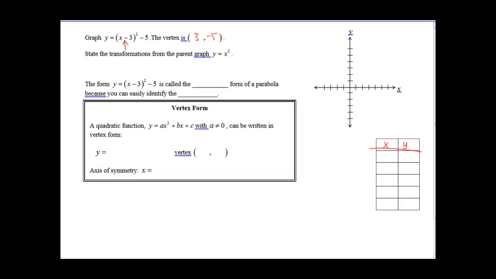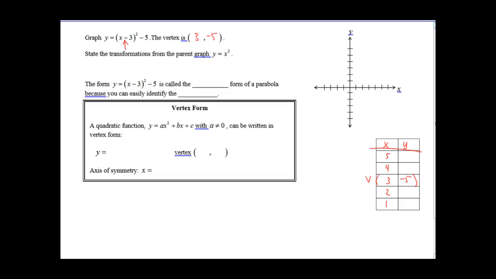Okay, right in the middle I'm going to put 3, negative 5. So there's my vertex. The points that are going to help me graph this are 2 above, 2 below. So 2 numbers above 3, easiest ones are 4 and 5. 2 numbers below 3, 2 and 1. And then those are going to be the points that we can plug back in.